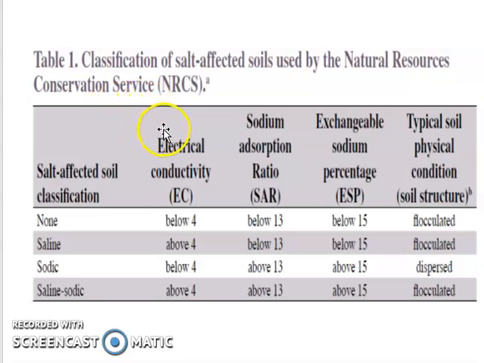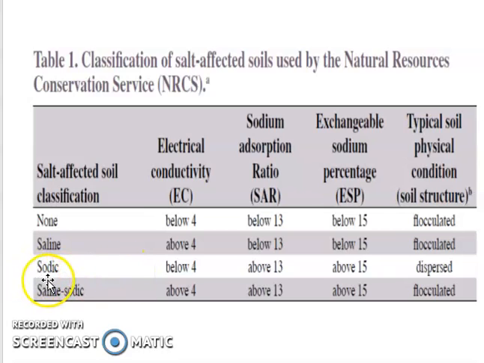This table summarizes the previous explanation. If the electrical conductivity is less than 4, the soil is non-saline, and this non-saline soil has a SAR less than 13 and ESP below 15. The physical properties here are flocculated. Saline soil has EC above 4, while SAR is below 13 and ESP below 15. The saline soil is flocculated.